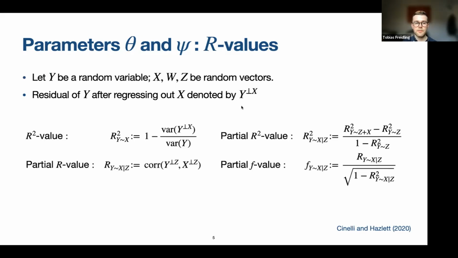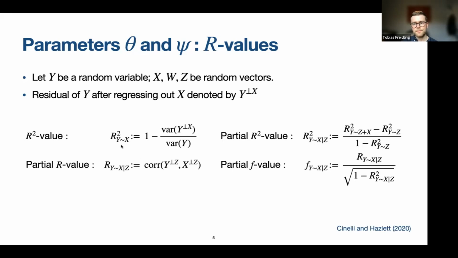Here I have a couple of definitions for you. So let's start with the R square value. So this is a measure that takes values in between 0 and 1. If R square is close to 1, then X does a very good job of explaining variation in Y. So this term here in the numerator would be close to 0, and the whole R square would be close to 1. The other way around, if X doesn't explain a lot in Y, then this measure is close to 0.